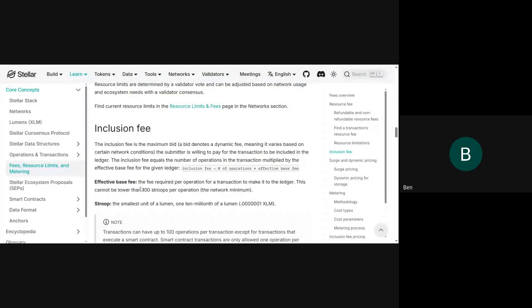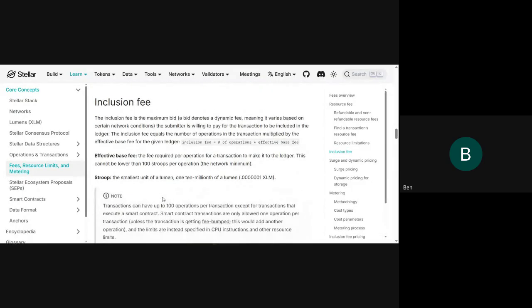The effective base fee required per transaction for a transaction to make it to the ledger cannot be lower than 100 stroops. 100 stroops is just the smallest unit of a lumen, 1/10 million of a lumen. So that's the minimum effective fee.